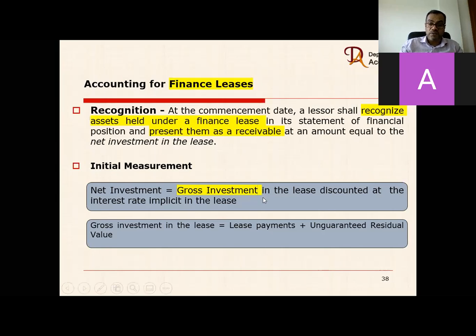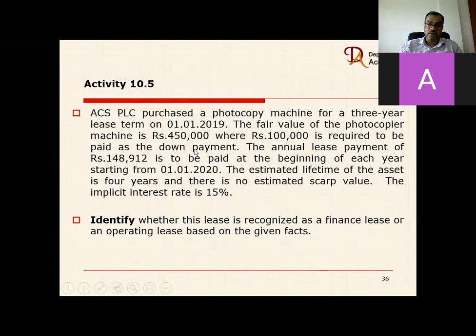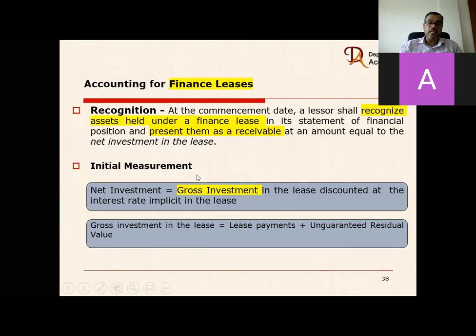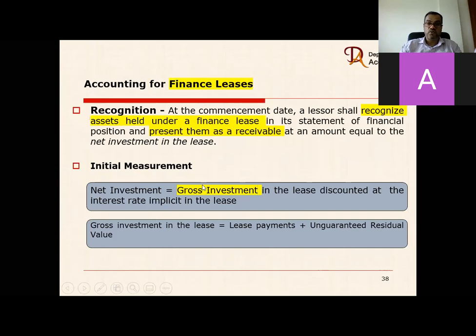It is gross investment. Another term comes. Net investment is equivalent to gross investment discounted at the interest rate implicit in the lease. We do not know the gross investment in this case, how much it has been. So 450 is the net investment. Gross investment would have been a little bit more, we do not know. The gross investment is the lease payments plus unguaranteed residual value.